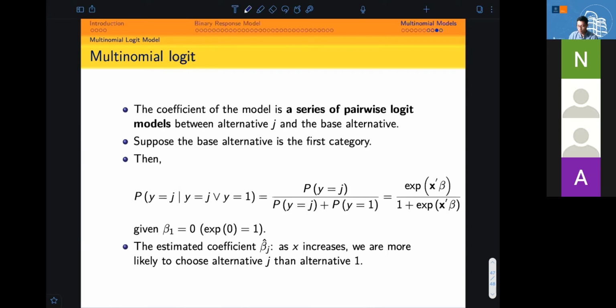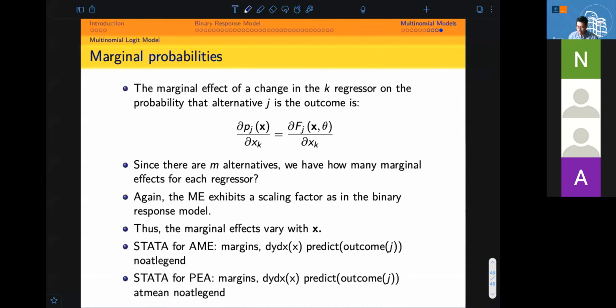So basically it's a difference between alternative J and the base alternative. So that is why we always want to choose a base category. Now let's take a particular example where the base alternative is the first category. Okay. Now, what does beta hat J mean? As xj increases, then we're more likely to choose alternative J than alternative 1. Okay, suppose we're looking at income. So what's the effect of income on having a private insurance relative to having no insurance at all? So that's the way that we interpret it.